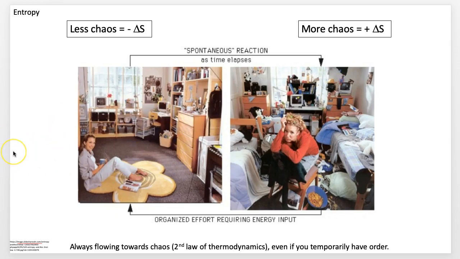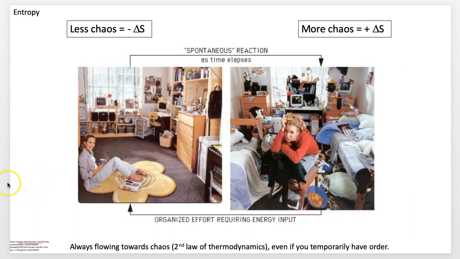I like this concept because, I don't know, you're college students. So if your room is nice and ordered, it has negative delta S, at least over time. But if it becomes more chaotic over time, that's a positive delta S. Okay. Remember that we're always flowing towards chaos. That is the second law of thermodynamics.